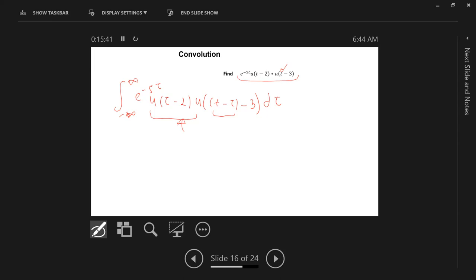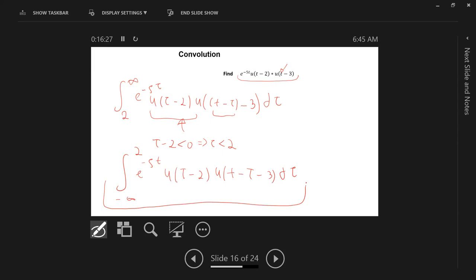Whenever tau minus 2 is less than 0, this is 0, which implies whenever tau is less than 2. Based on this, what is the integral of e^(-5τ) u(τ - 2) u(t - τ - 3) dτ from negative infinity to 2? 0. So that means we can effectively take this limit and turn it into 2, because from negative infinity to 2, that integral is 0. Is that clear?